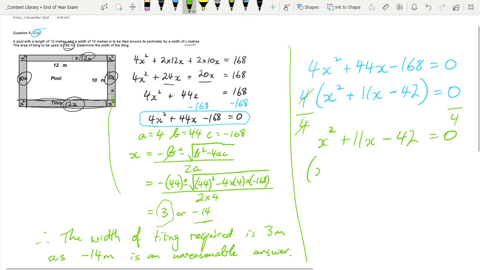From there, you would need to factorise it, and now we've got it as a monic rather than a non-monic, which makes it a lot easier to factorise. So we find the numbers which multiply together to give negative 42 and add together to give positive 11. There's a bit of mucking about in there, but essentially they are positive 14 and negative 3.